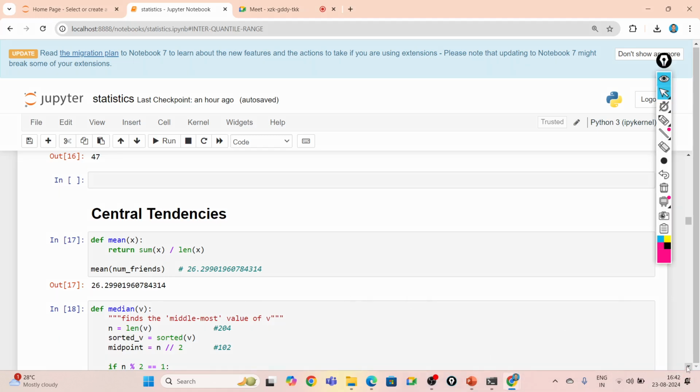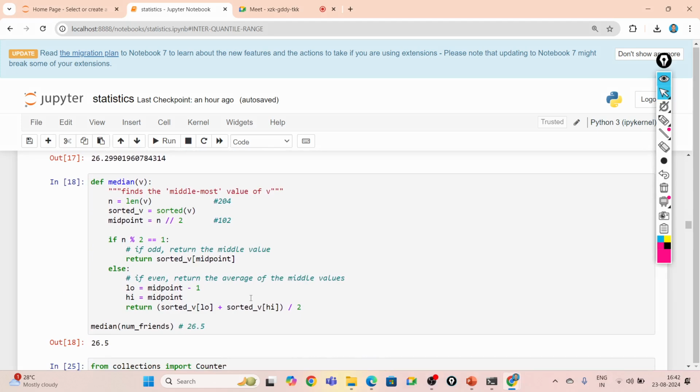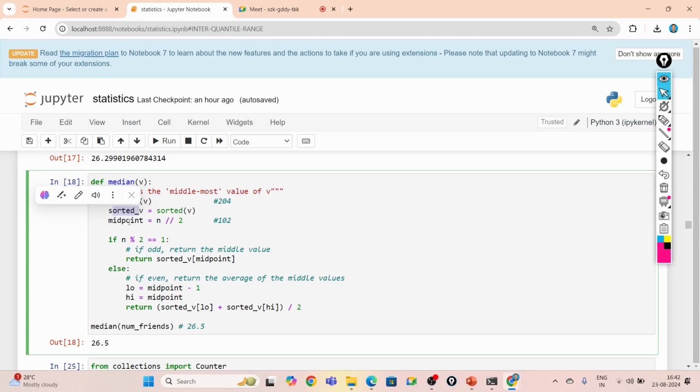Okay, then we have the median. What is the formula for median? Arrange all the elements in sorted order, and select the middle value. Here we have 204 values, so the middle value will come at index 102. As 102 is an even position, the middle value is calculated as 102 plus 103 divided by 2. If you have odd numbers, for example 5 numbers, the middle value itself comes at index 3. So that's very easy.